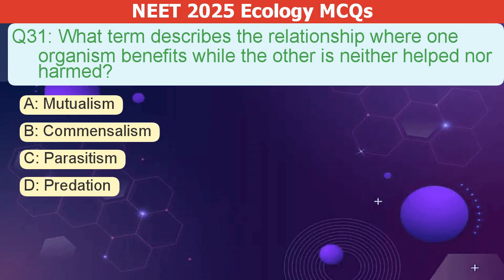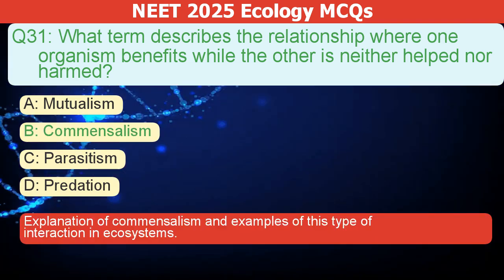What term describes the relationship where one organism benefits while the other is neither helped nor harmed? A. Mutualism. B. Commensalism. C. Parasitism. D. Predation. The correct answer is B. Explanation of commensalism and examples of this type of interaction in ecosystems.